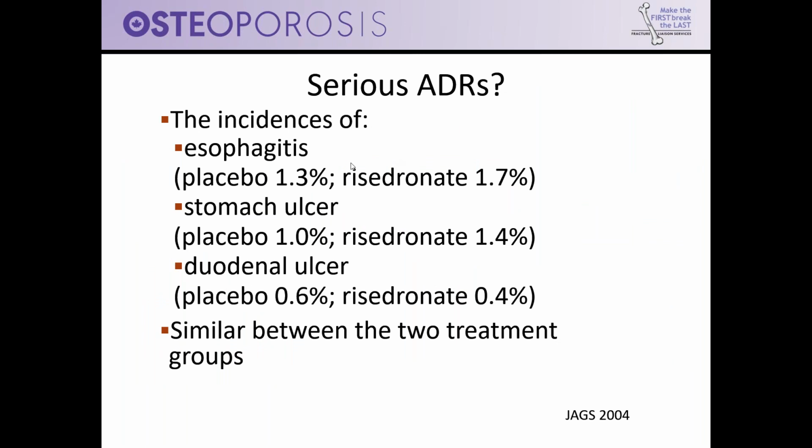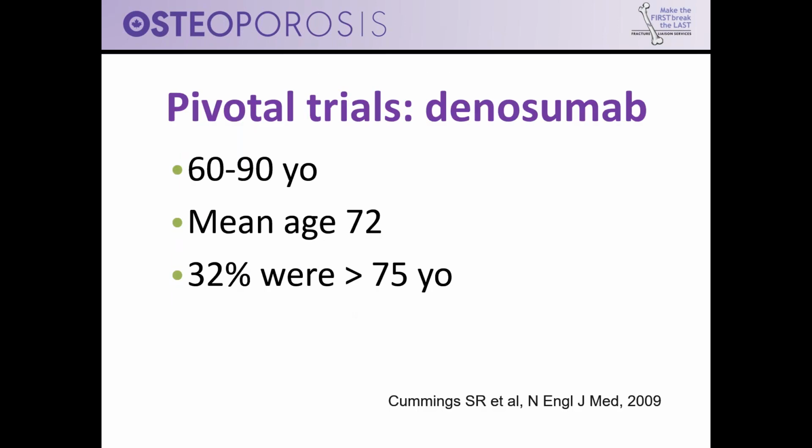And in terms of the serious adverse events to risedronate, if you looked at esophagitis, stomach ulcer, duodenal ulcer, there was no statistical difference between both groups, whether they received placebo or risedronate. So all very reassuring. Now, in the early trials, of course, there were very few patients overall that were over 80. In the more recent trials, there's been a real effort made to include more elderly patients.